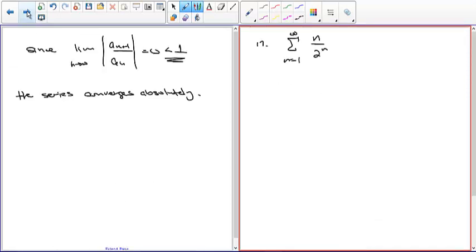Okay, so here's another one. Again, without the n in the numerator, it would be a p-series, but it's a little more complicated than a p-series. So a sub n is going to be n over 2 to the n. A sub n plus 1 is equal to n plus 1 over 2 to the n plus 1.